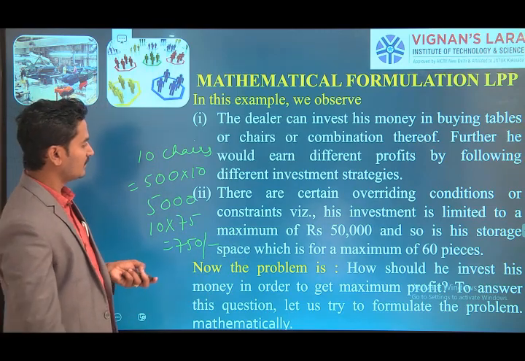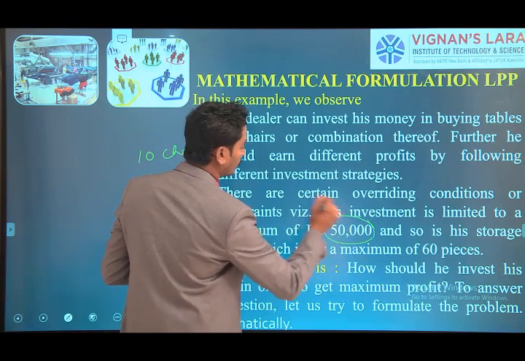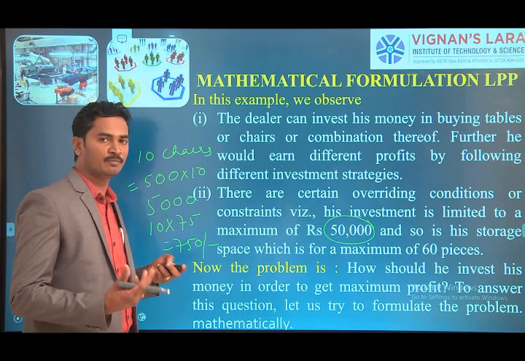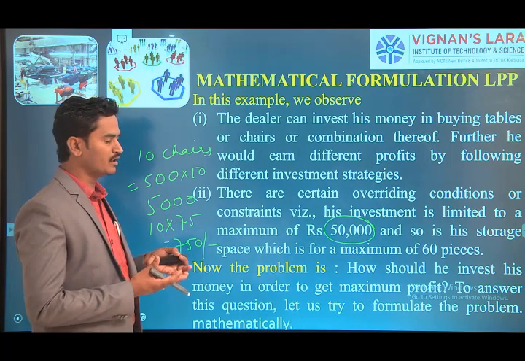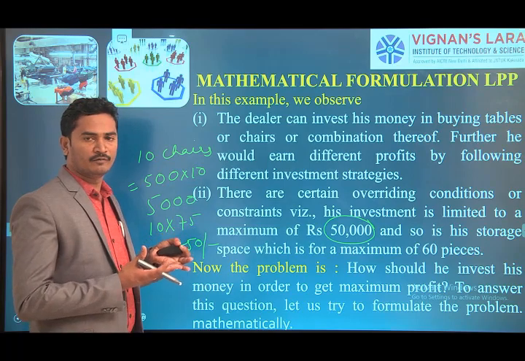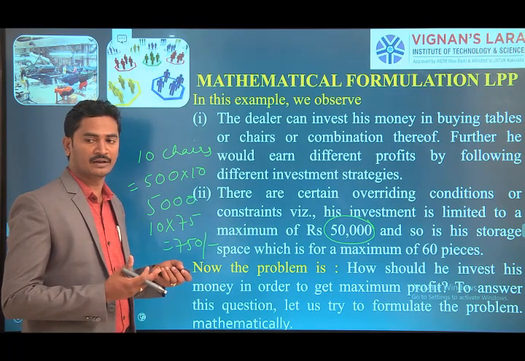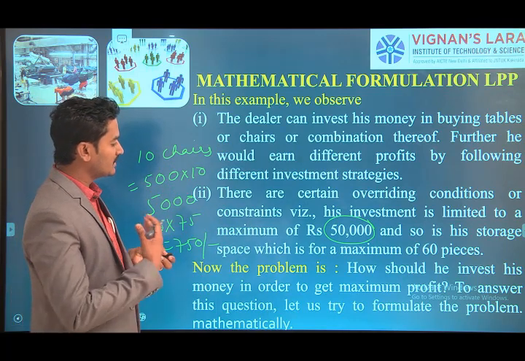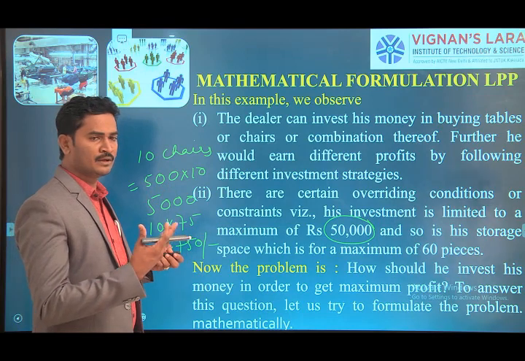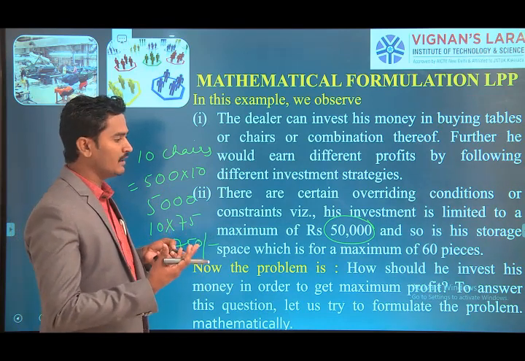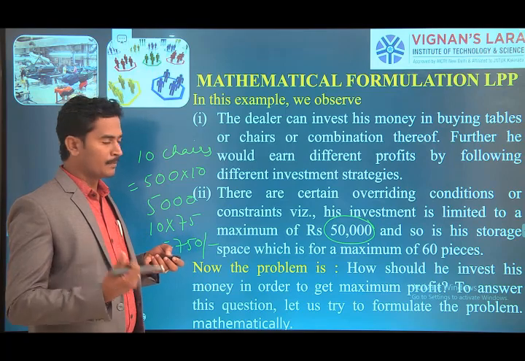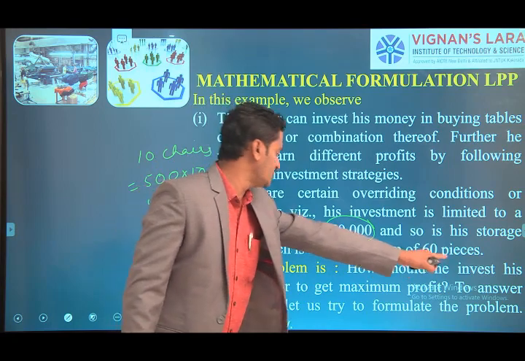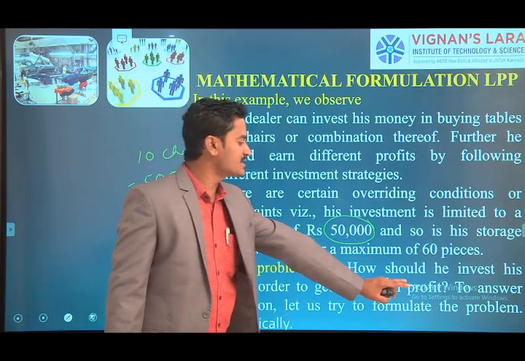But our case is he had 50,000 rupees, but he doesn't know how to purchase chairs and tables and the quantity. He has some confusion about the quantity to buy. How much quantity should he buy, and how much profit will he earn from this 50,000? He doesn't know earlier. That's why he is using this technique, the linear programming problem, to estimate the profit. Now the problem is how should he invest his money in order to get maximum profit.